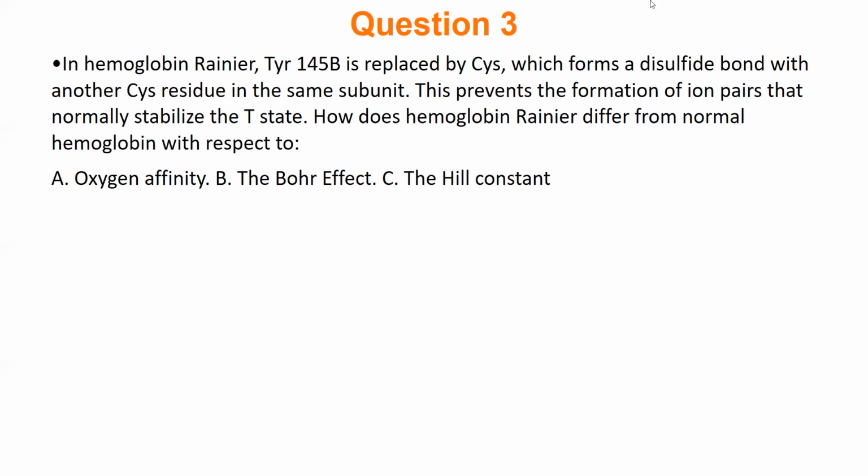All right, so hopefully you had some time to contemplate that. If we cannot form the T state, we're always going to be in the R state. R state wants to bind oxygen, so oxygen affinity goes up. I want to bind oxygen more. The Bohr effect is when pH decreases, the T state is stabilized and you release oxygen.